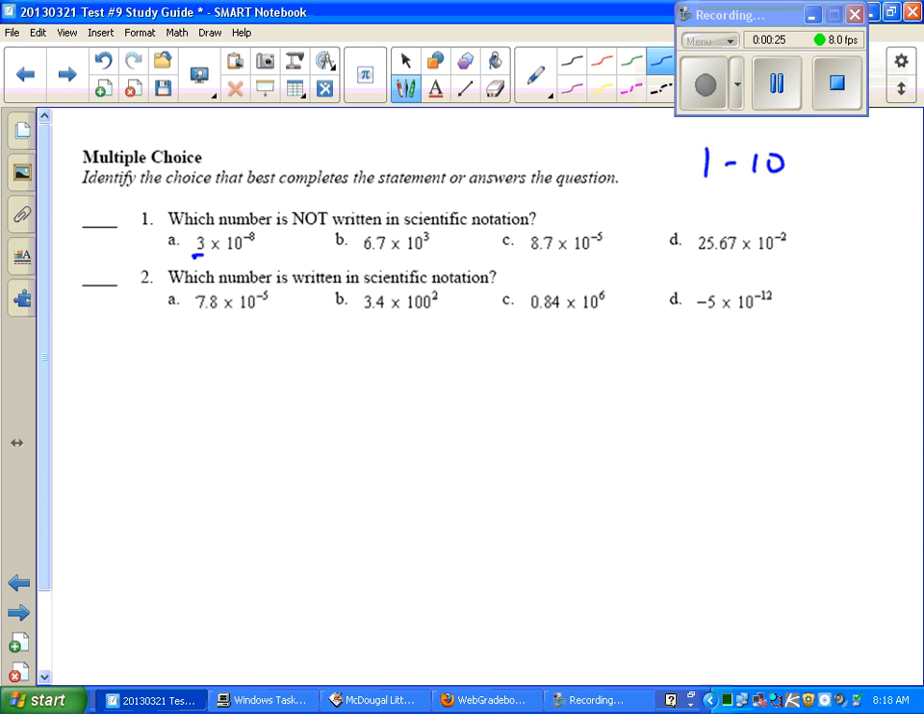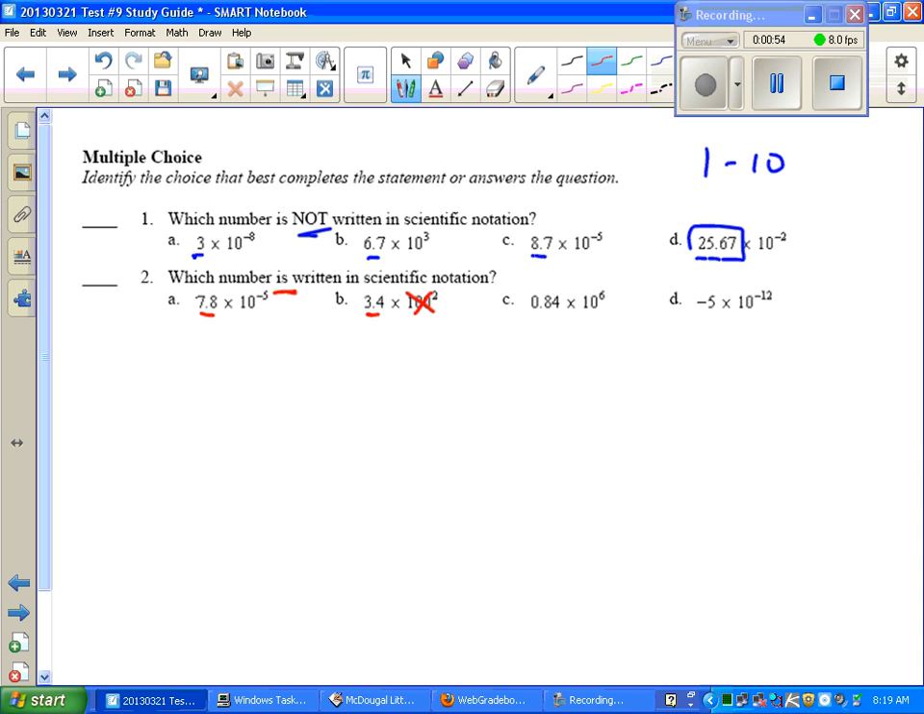If you look at this number, 3 is between 1 and 10, so is 6.7, so is 8.7. But look, 25.67 is not between 1 and 10. That's bigger than 10. The second one says it is written in scientific notation. 7.8 is a good number. So is 3.4. But notice that the first one says times 10 to the negative fifth. B says times 100 to the second.